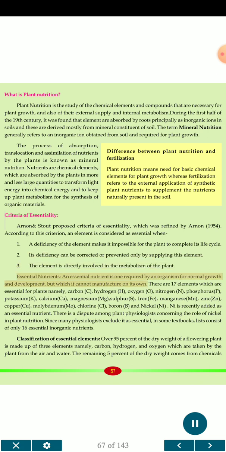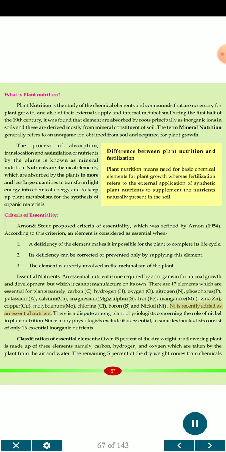Essential nutrients. An essential nutrient is one required by an organism for normal growth and development, but which it cannot manufacture on its own. There are 17 elements which are essential for plants, namely carbon, C, hydrogen, H, oxygen, O, nitrogen, N, phosphorus, P, potassium, K, calcium, Ca, magnesium, Mg, sulfur, S, iron, Fe, manganese, Mn, zinc, Zn, copper, Cu, molybdenum, Mo, chlorine, Cl, boron, B, and nickel, Ni.